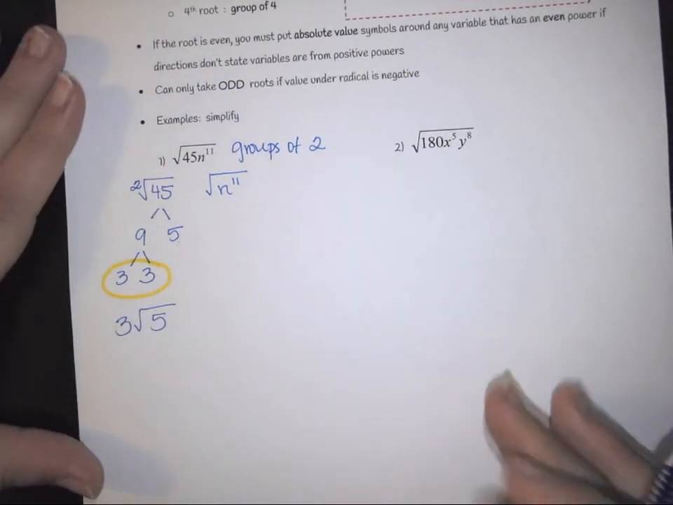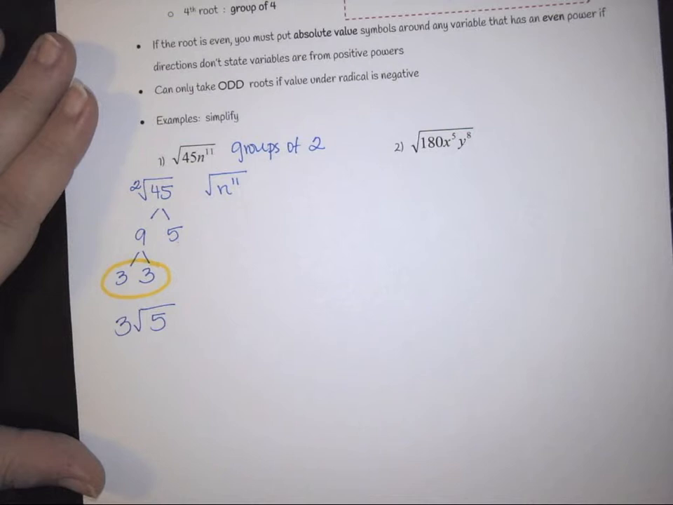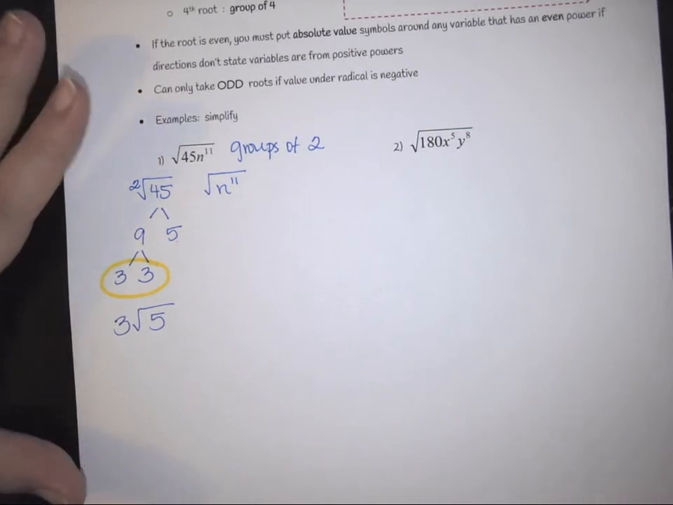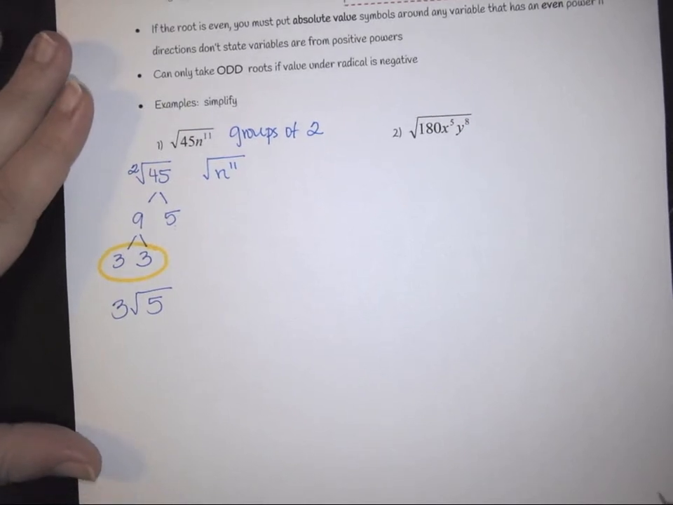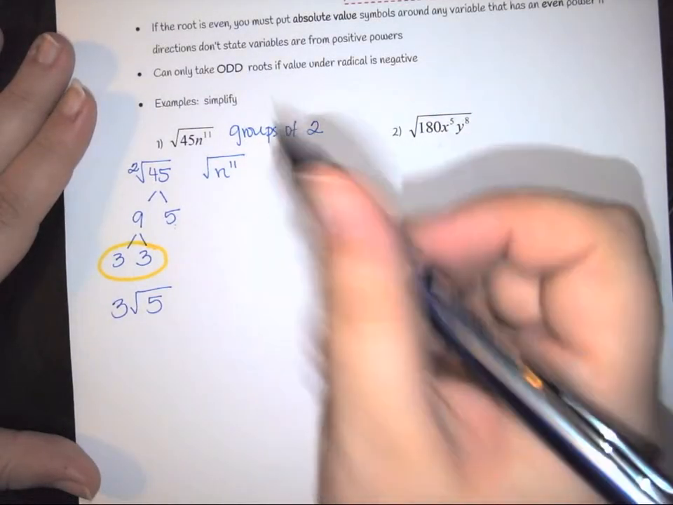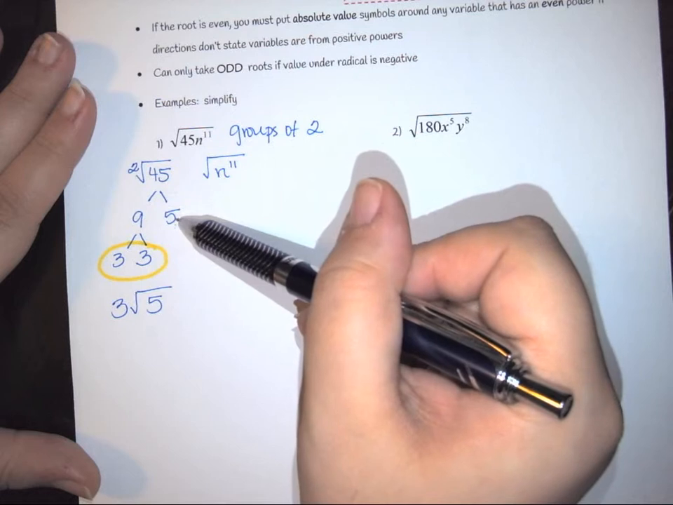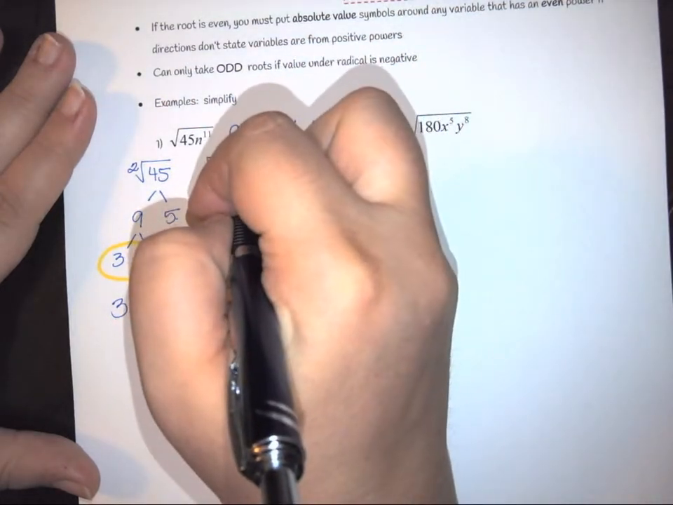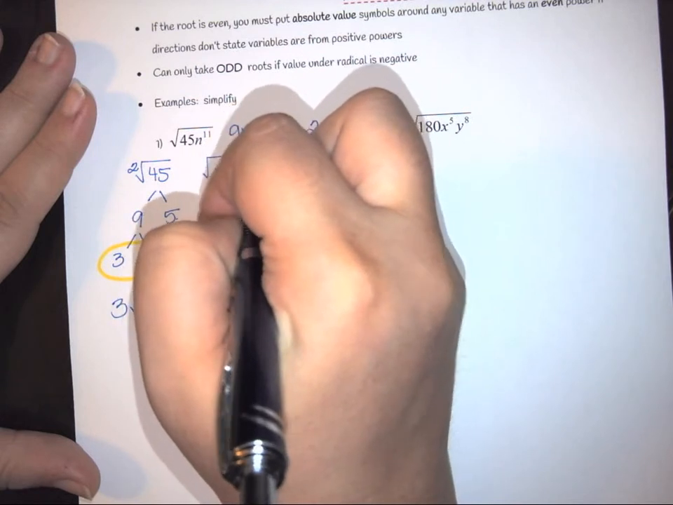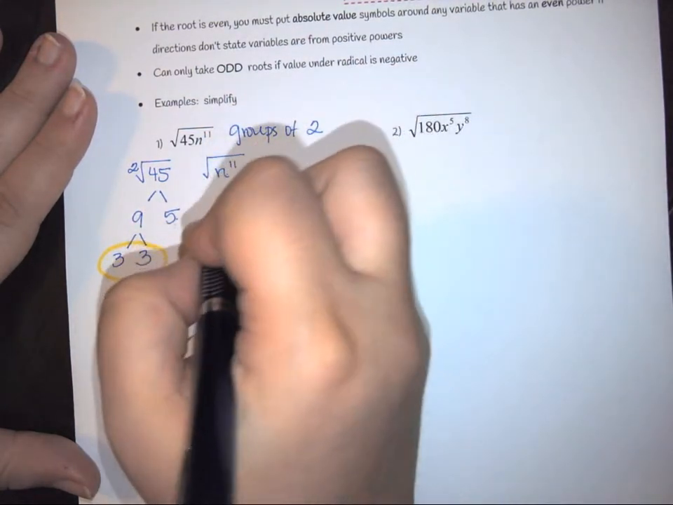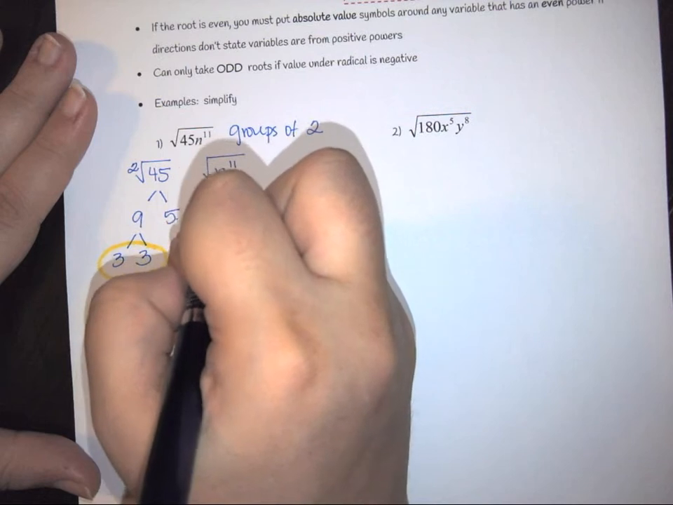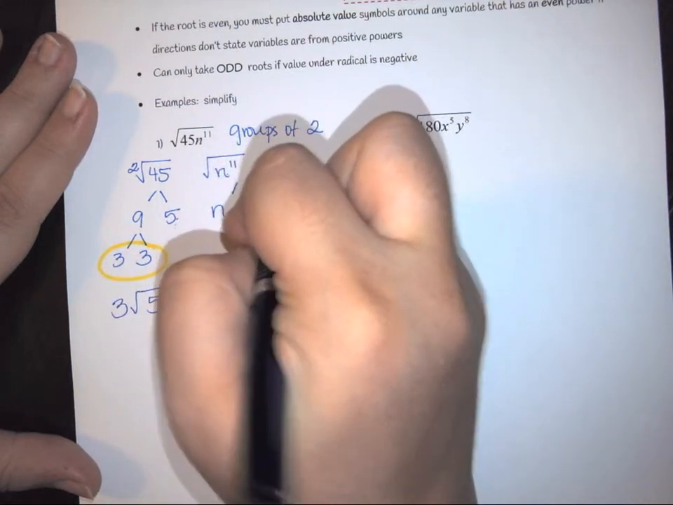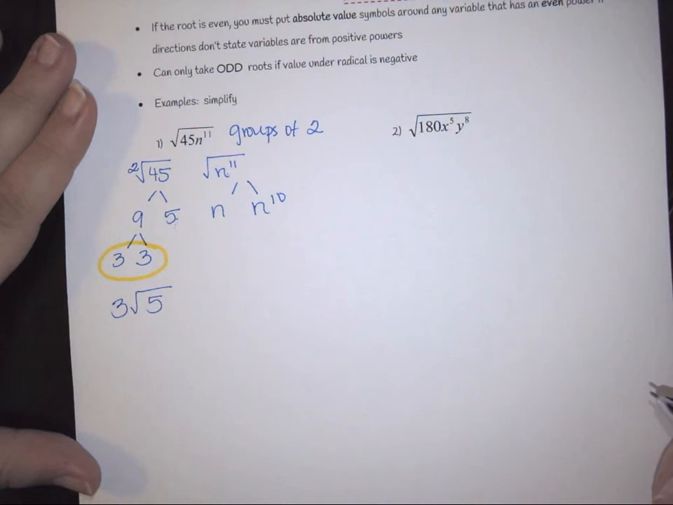I still have to do my variable. There's a couple ways that you can approach the variable. First is going to be algebraically. Just like we broke down the 45, we can break down n to the 11th. So the first thing that I would do is turn it into an even exponent. I would pull out one of my n's, and that's going to leave n to the 10th on the other side.